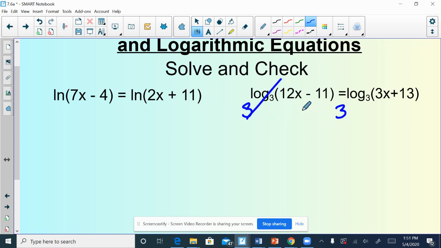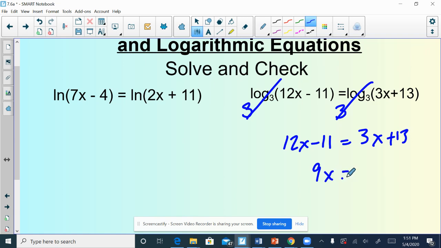Well, it actually works out pretty slick because the 3 to the power of log base 3 cancels out here as well as here. So I'd end up with 12x minus 11 is equal to 3x plus 13. And now this is a simple algebra problem. Subtract 3x over to get 9x is equal to 24. So x is equal to whatever 24 over 9 is, which is 2.67.